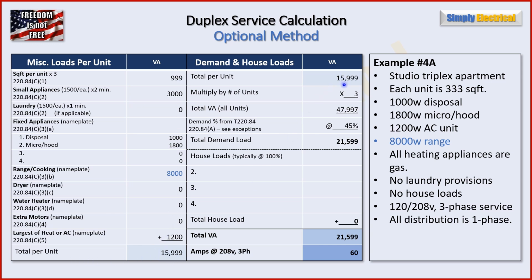Carry that up here, multiply by 3, 47,997. 45% of that is 21,599. No house loads, so that becomes our building total. Divide by 208 3-phase, which means we have to multiply our voltage, 208, times the square root of 3, and then divide that number into 21,599, and we get 60 amps for our building, our service amperage.